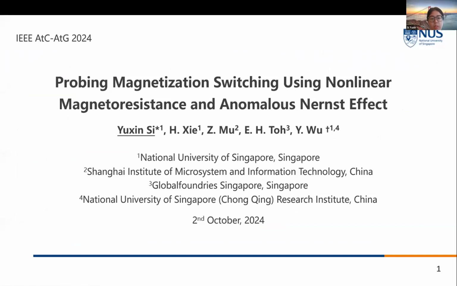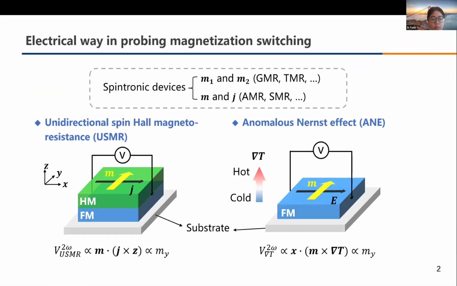Today I will be presenting on probing magnetization switching using the nonlinear magnetoresistance and anomalous Nernst effect. As we know, most spintronic devices function by detecting the relative magnetization between two magnetic layers, or by measuring the magnetization in relation to the current direction. The latter simplifies the sample structure as no reference magnetic layer is inlaid.